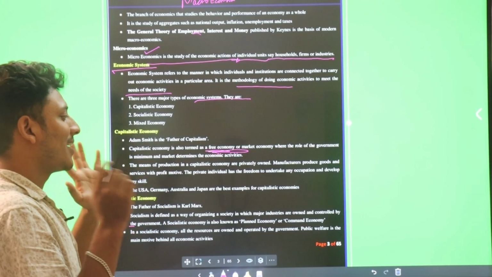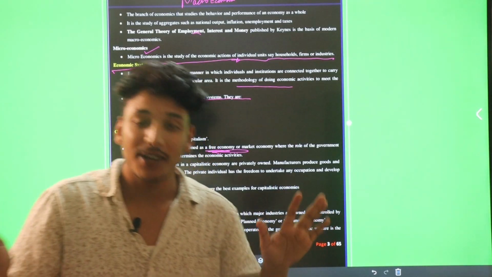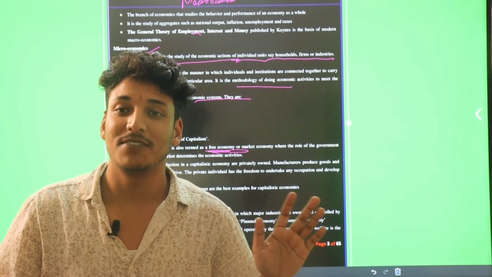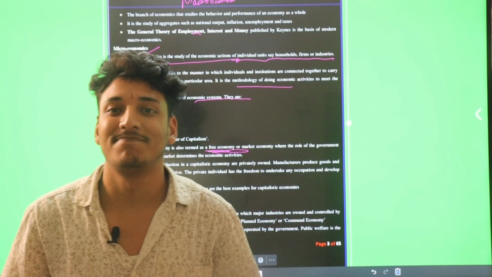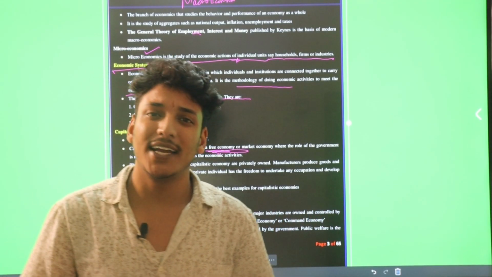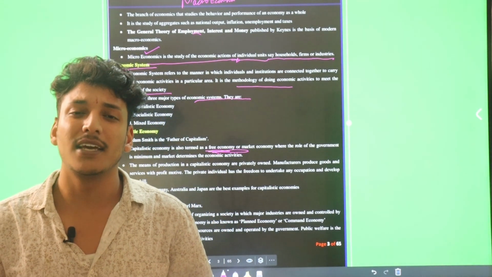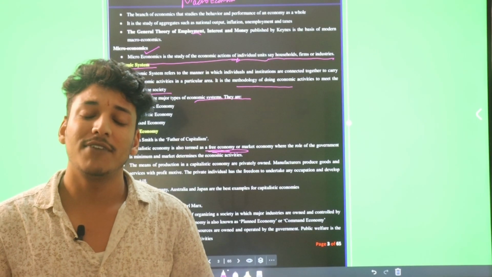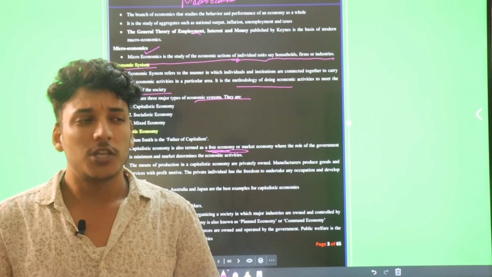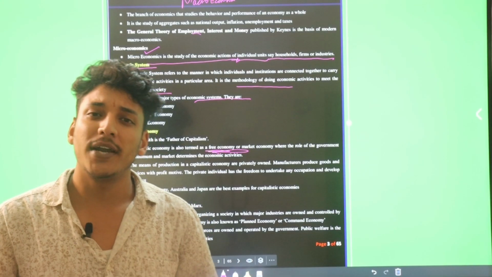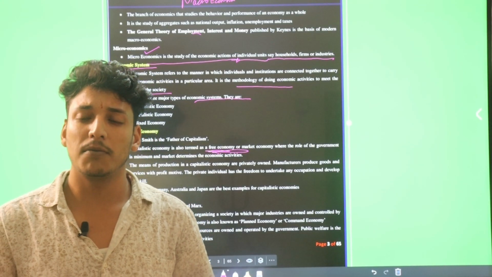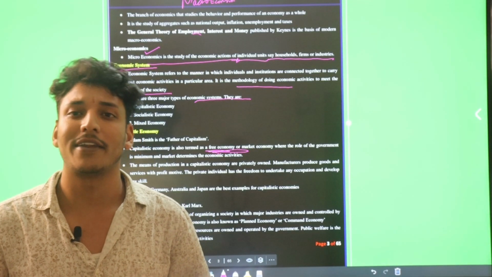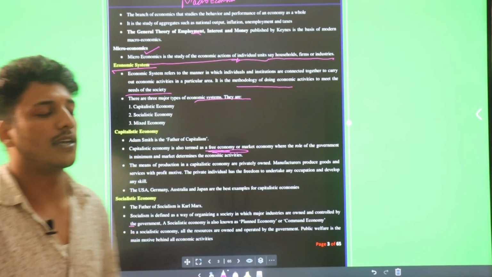Socialist economy is an economy where the government owns and controls industries. It is based on Karl Marx's theory. Basically, in this socialist economy, the government aims that there should be an equal distribution of salaries or wages.